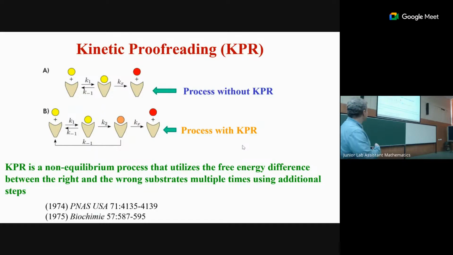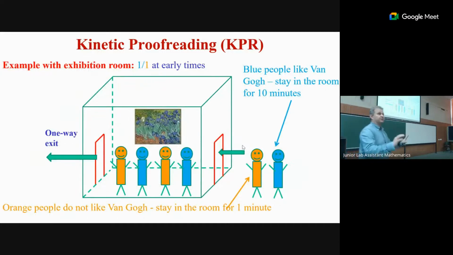This kinetic proofreading is a non-equilibrium process that utilizes the free energy difference between the right and wrong substrate to do this work. Let me give you an example so you will understand. I was thinking about the example. So, do you know what this painting is?